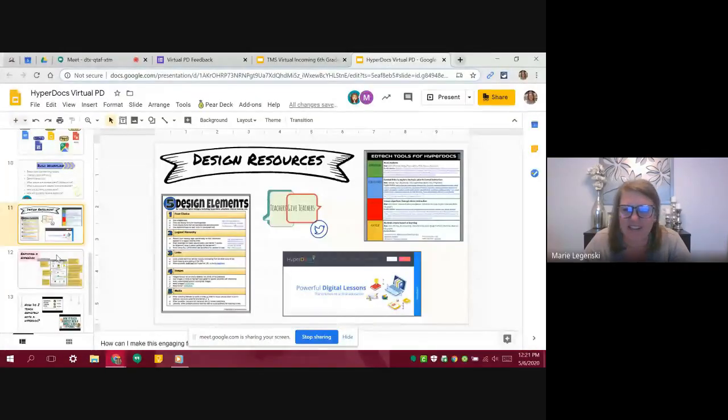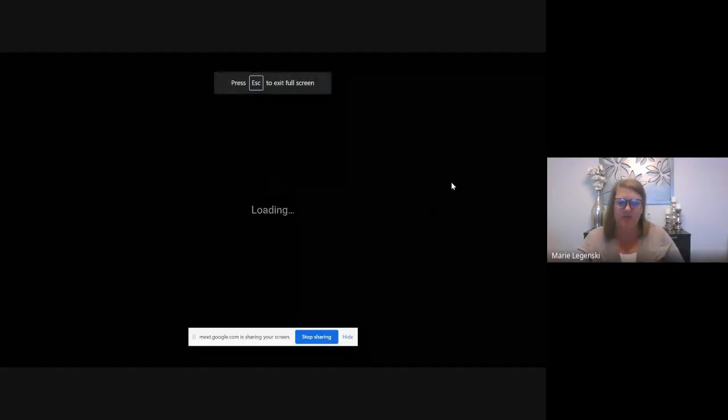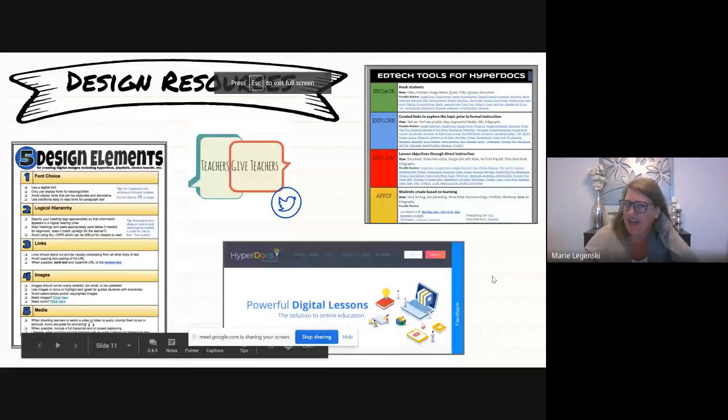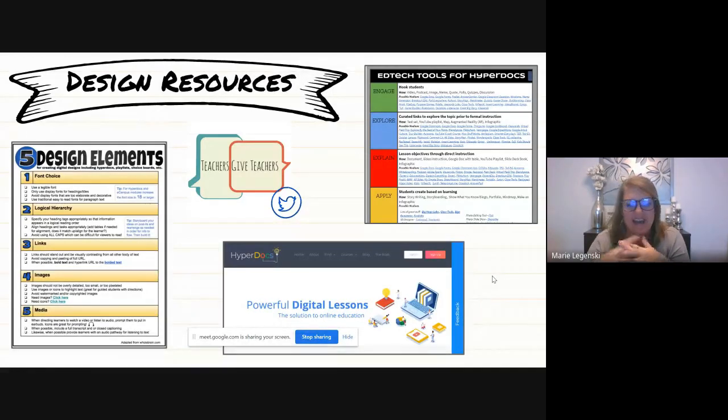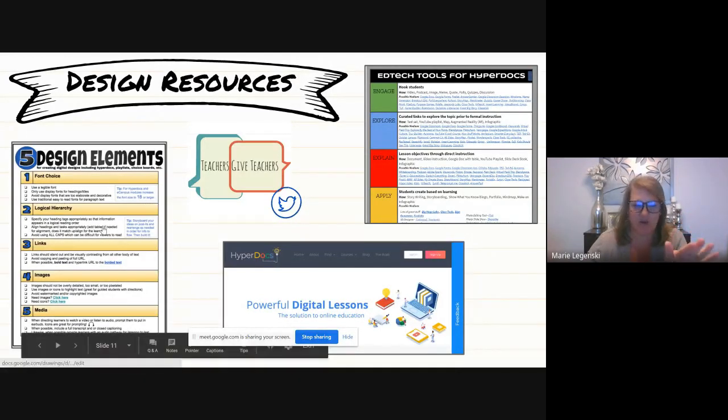Okay, so I'm taking over here on slide 11. She went through those first 4 steps with you in creating the HyperDoc. And now I want to talk about some of the resources you can use for designing it. Now on the left here, these are all linked as well.